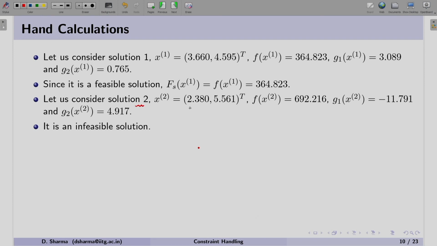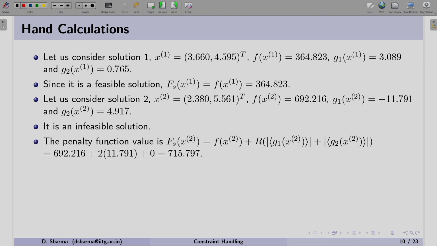Now, let us consider solution number 2. Here, we already calculated the objective function value, similarly the G1 and G2 values. The observation here is that the G1 value is negative, meaning that this particular constraint is not satisfied. Therefore, the solution is infeasible.